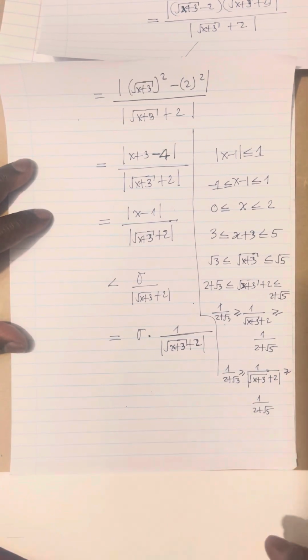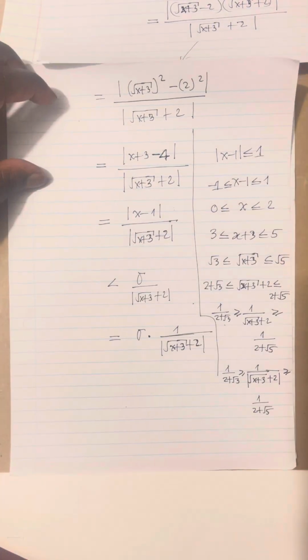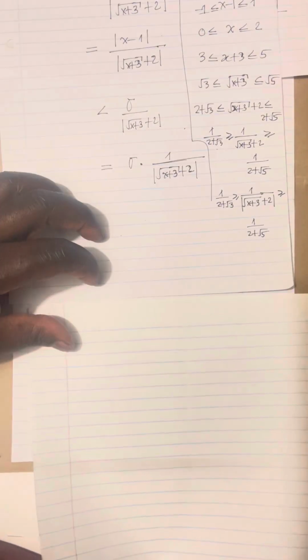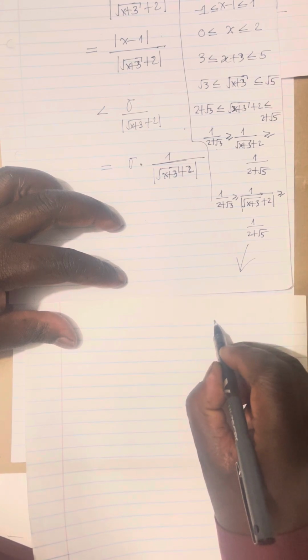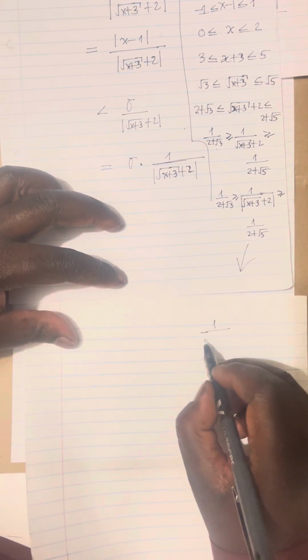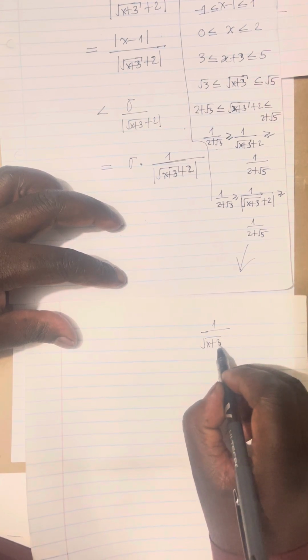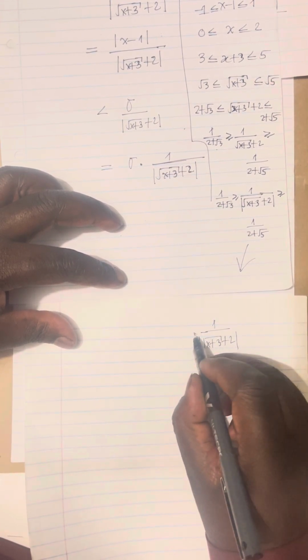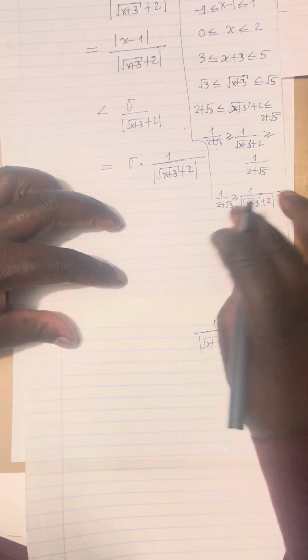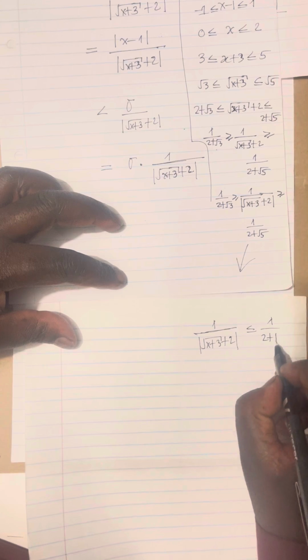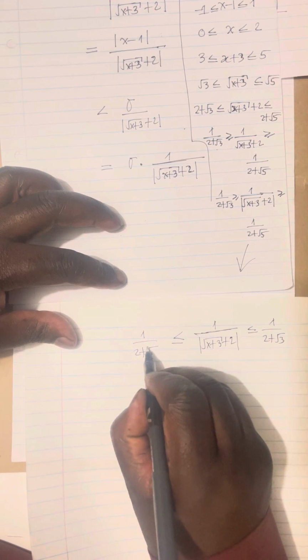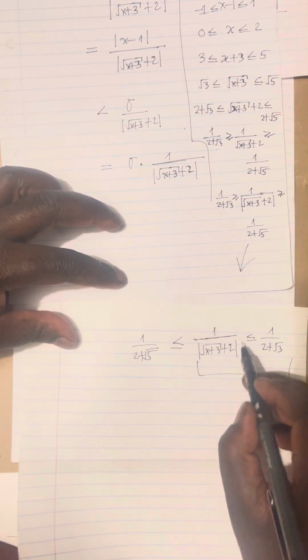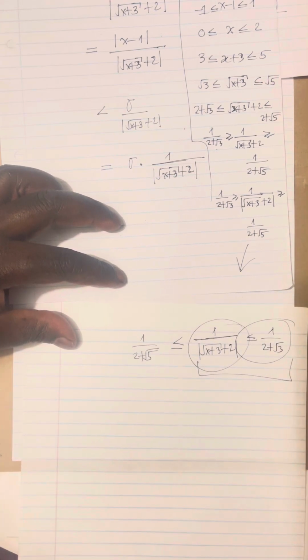Now if I rewrite this expression on another page, it's going to look like this. 1 over the absolute value of square root of x plus 3 plus 2 will be less than or equal to, this will come on the other side now, 1 over 2 plus root 3. This must be greater than 1 over 2 plus root 5. I'm interested in this part here. So it means this one now can be replaced with that, but I must say less than or equal to.